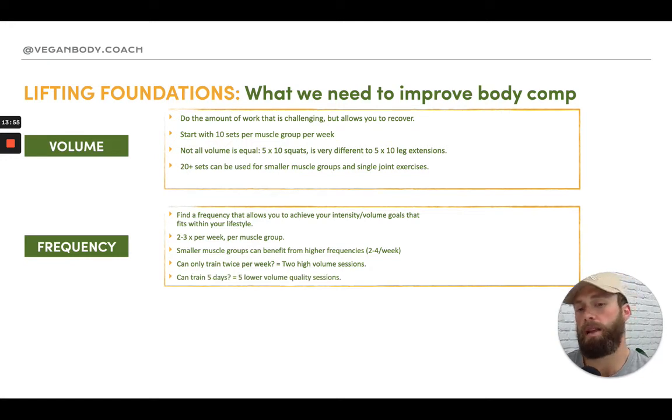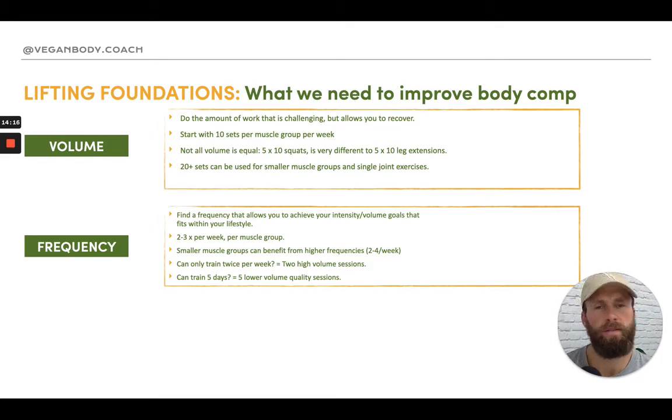But if you can train 5 days a week, 6 days a week, then we can reduce the volume in those sessions a little bit, spread out the volume per muscle group across the week a little bit better, and do 5 or 6 lower volume but quality sessions. So it's all about what can you do. Generally, most people training anywhere from 3 to 5 days a week is going to be optimal.